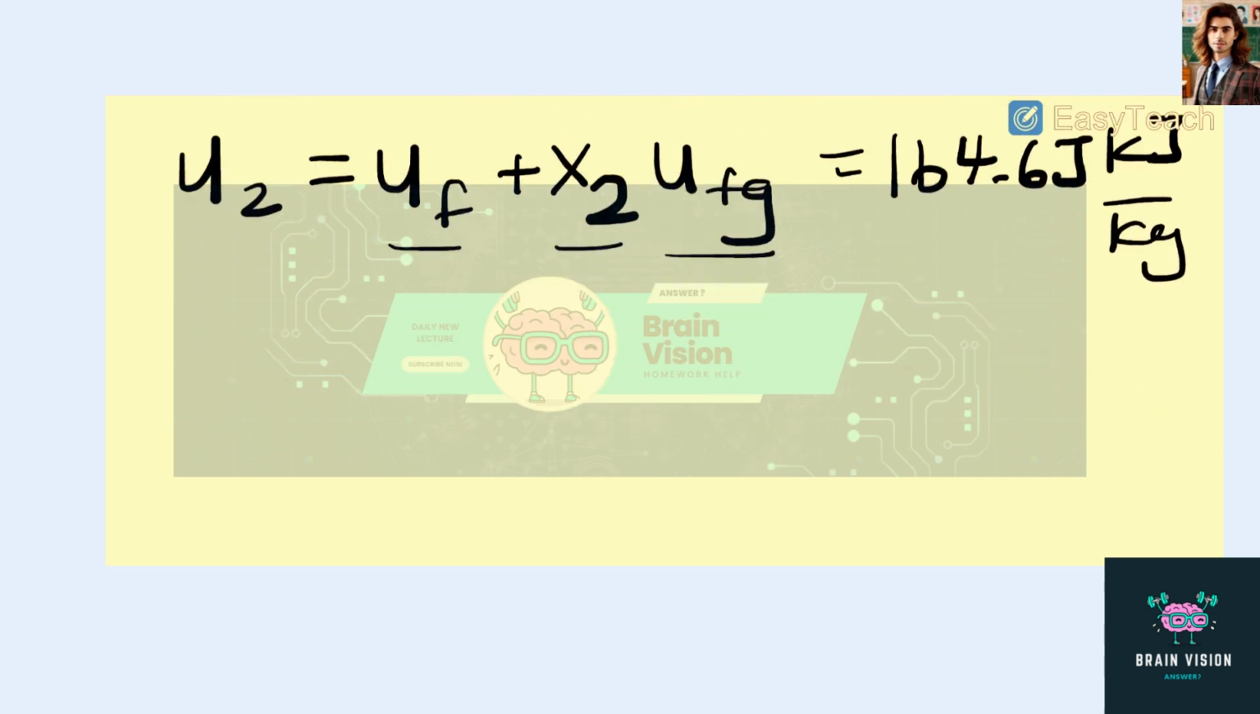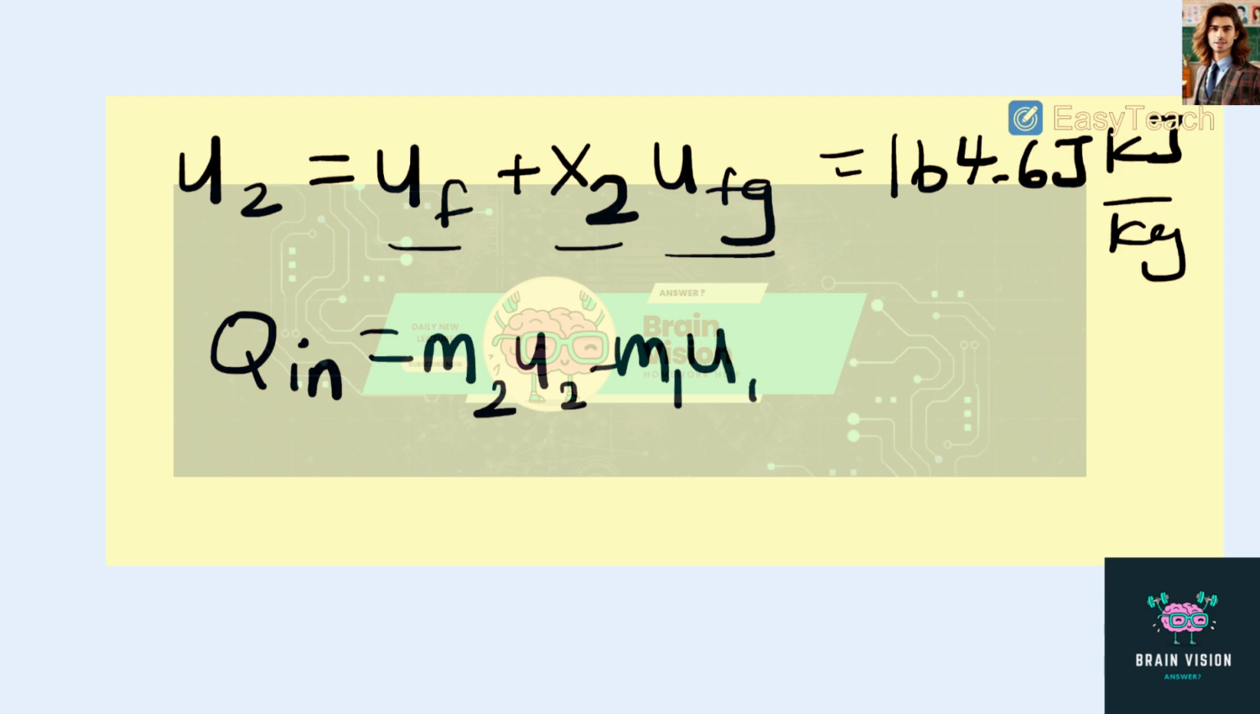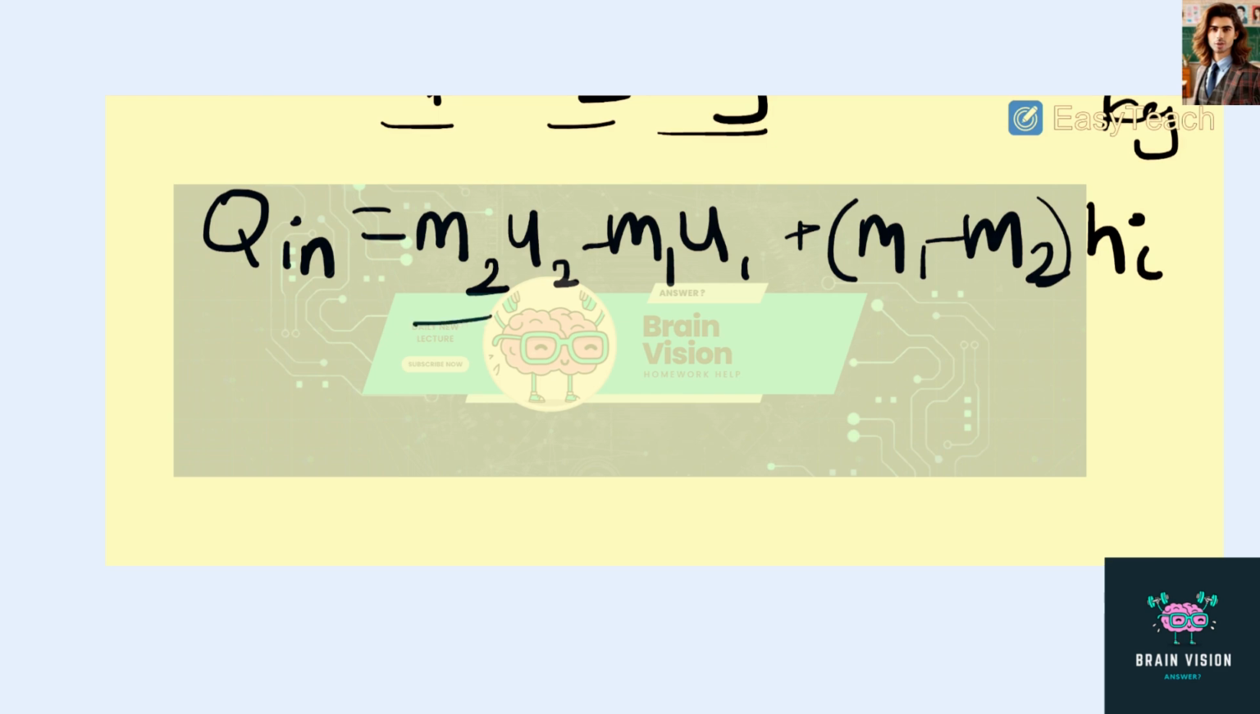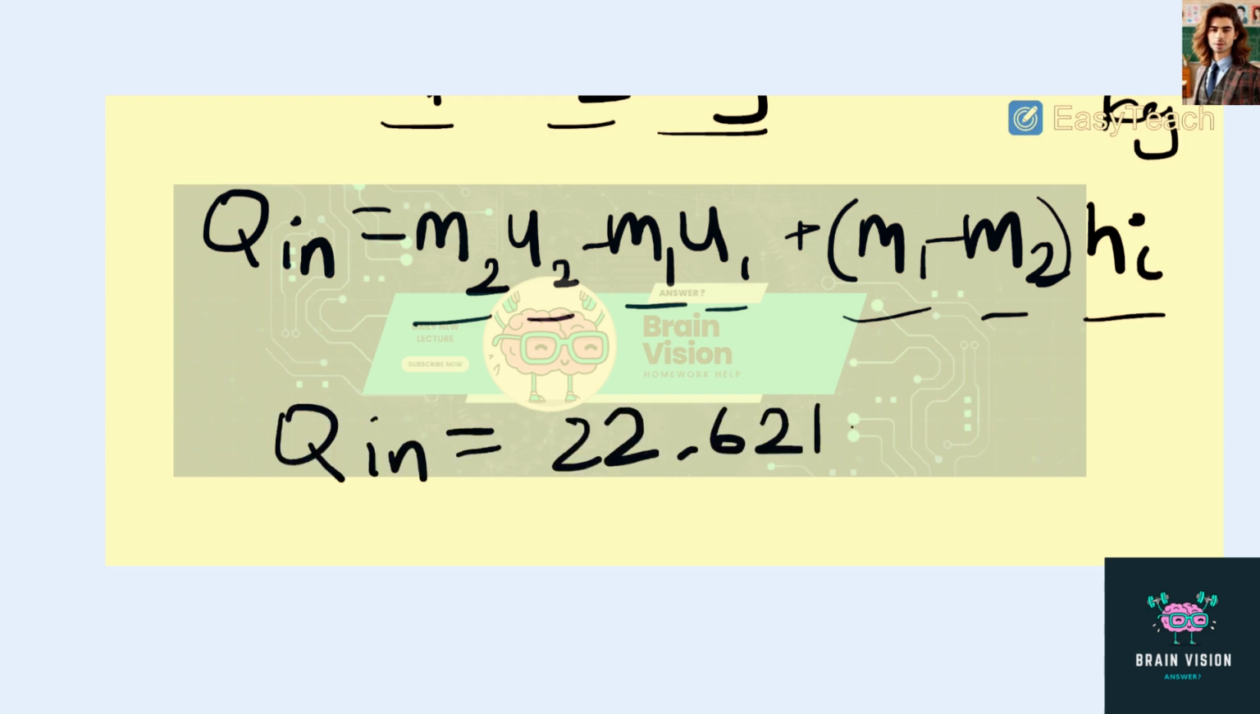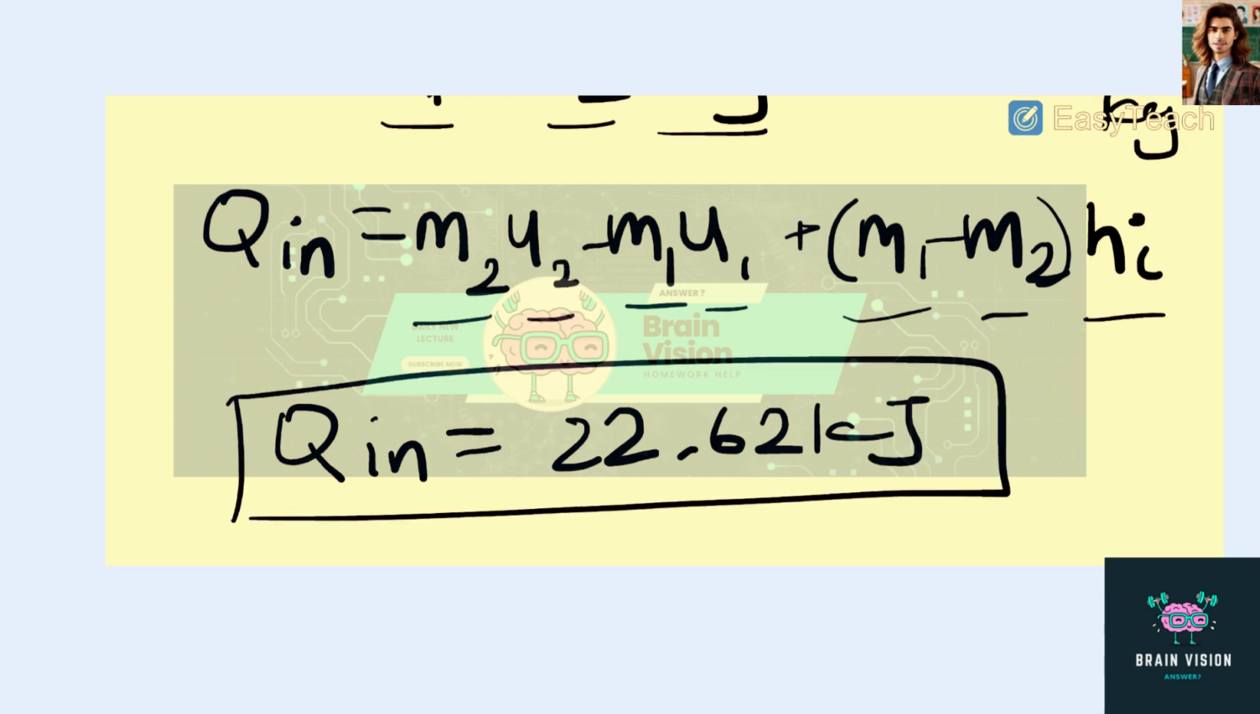Now we can solve for the total heat transfer by isolating Qin in the energy balance we did before: Qin is equal to M2U2 minus M1U1 plus (M1 minus M2) HI. We know all these quantities. M2 and M1 are given to us, U2 we just solved for, U1 we looked up in the table, M1 minus M2 is the same as the exiting mass, and HI we also looked up in the table. Knowing all these quantities, Qin is equal to 22.62 kilojoules, and that's our final answer.